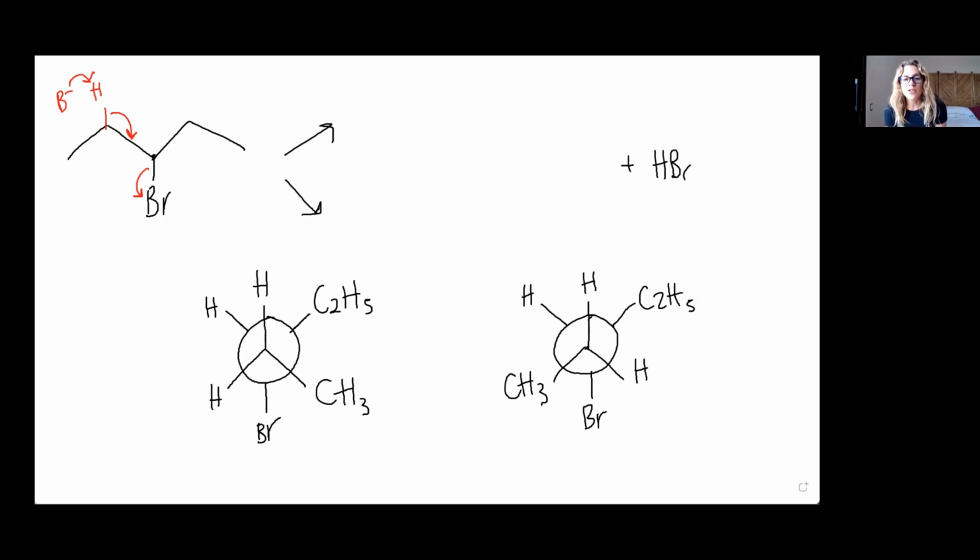But we need to be able to work out which one will be the major and which one will be the minor product. And we need to do that by using those two diagrams here. They're called the Newman projections. And it takes a big visualization effort, because we need to picture the three-dimensional molecule from this direction.